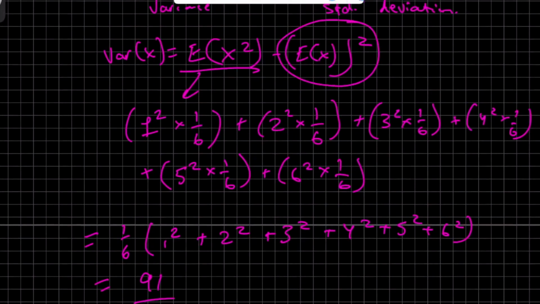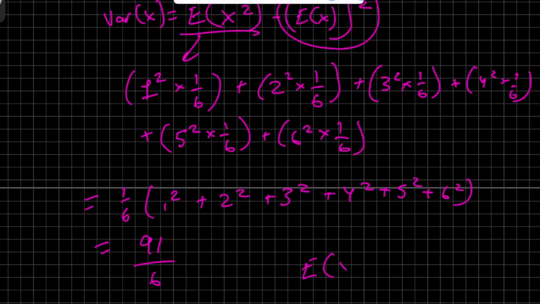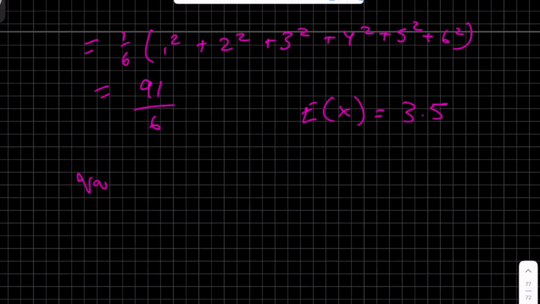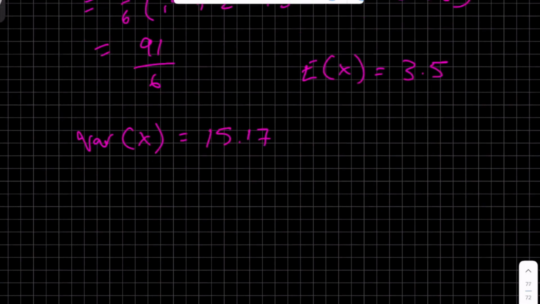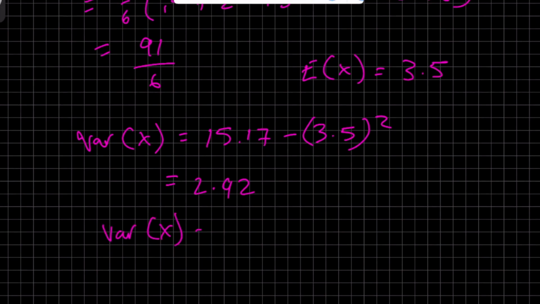From our previous working out, we determined that our expected value, so our E of x, was 3.5. And so to determine the variance of x, we would take our E of x squared, which we figured out to be 91 over 6. As a decimal, this can be written as roughly 15.17, and we'll minus our expected value squared. So our expected value was 3.5 squared. Once again, if we simplify this, we should get 2.92 as our answer. So the variance of a fair die roll is approximately 2.92. So this is just describing the spread of our function.